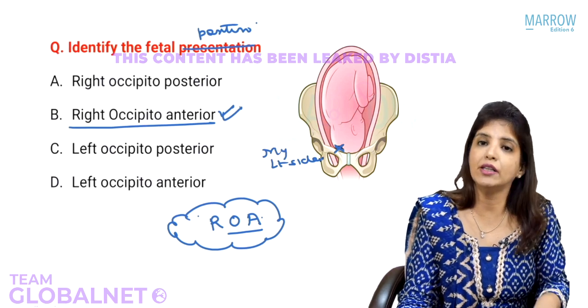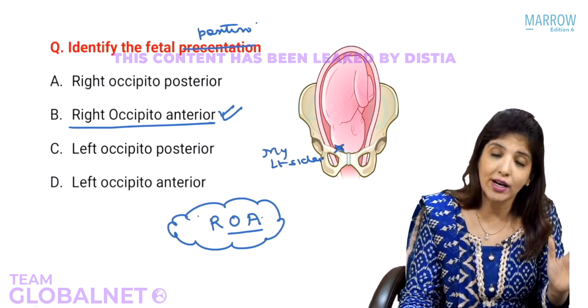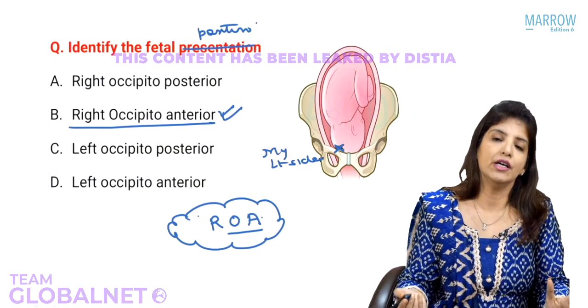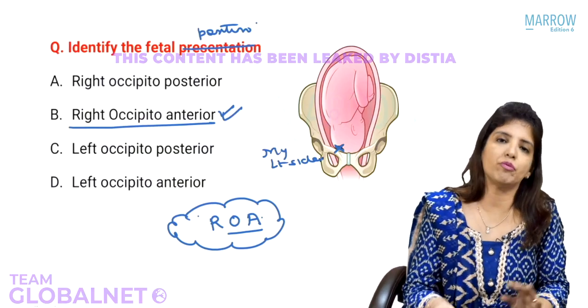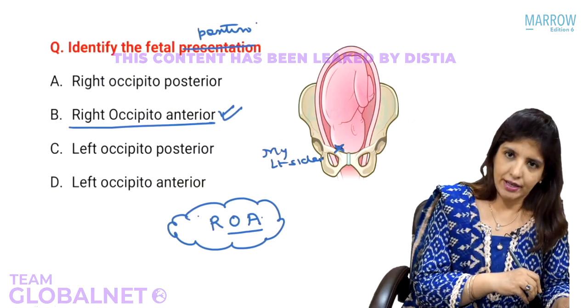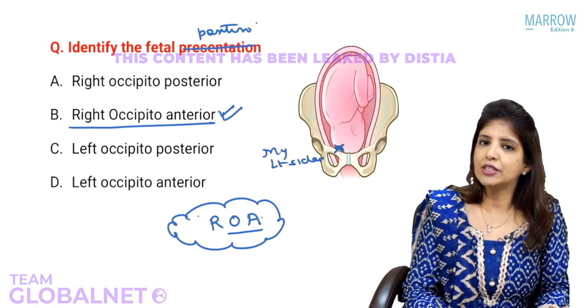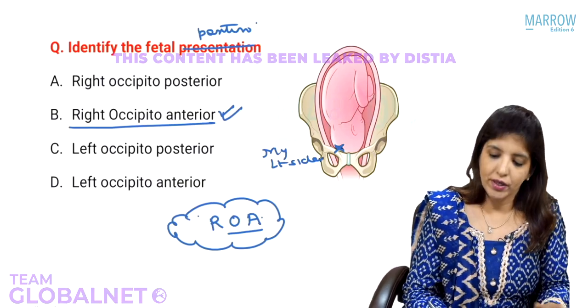If in the image the occiput is towards your left hand, it will be the mother's right hand. If it is towards your right hand, it will be the mother's left hand. Clear to all of you? Now, till the time you get an image like this, it's very easy.